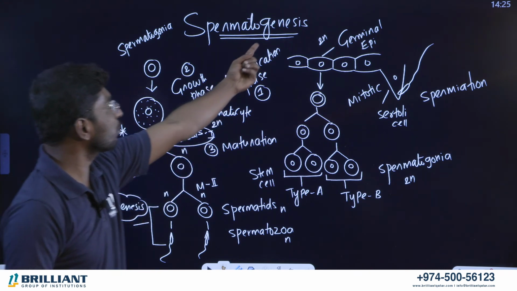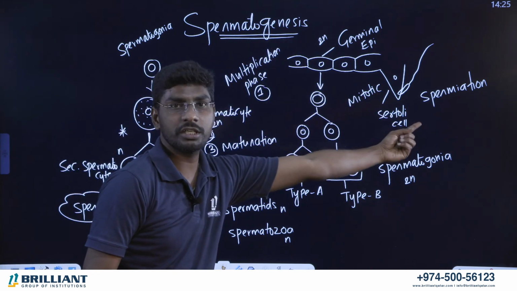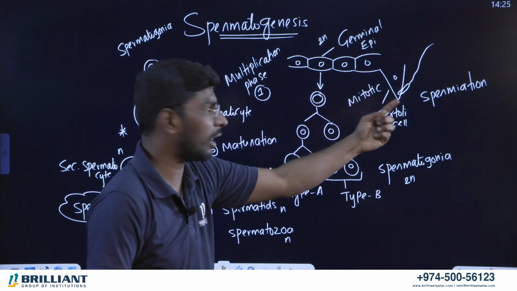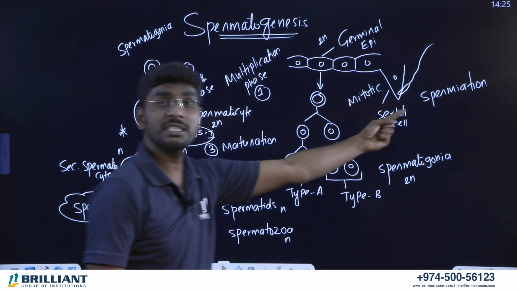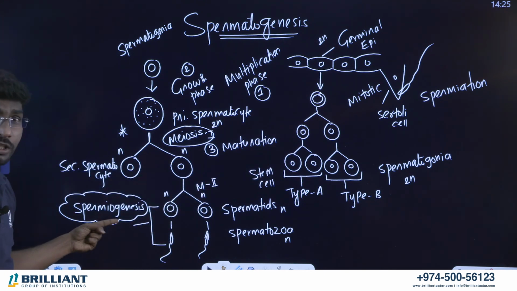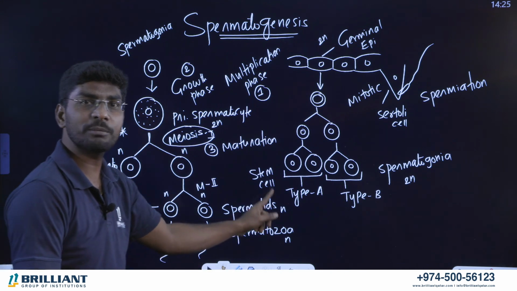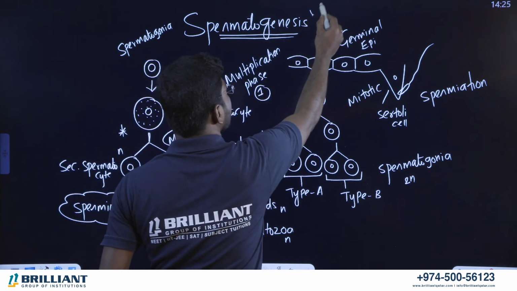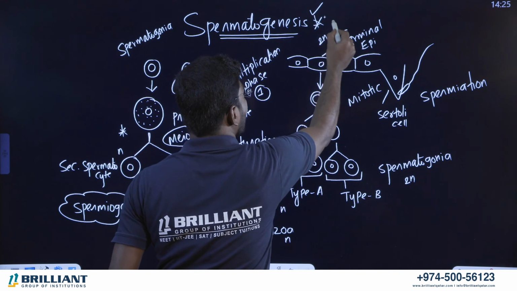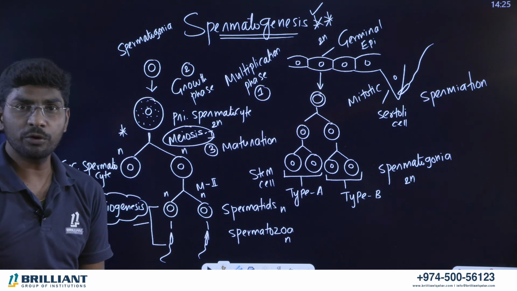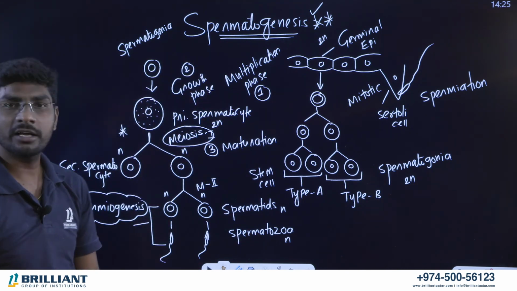Spermiogenesis, spermatogenesis, spermiation. Three terms you should remember. What is the releasing of spermatozoa? Spermiation. What is the transformation of spermatids to spermatozoa? Spermiogenesis. The formation of spermatozoa from the germinal epithelium? Spermatogenesis. From this topic, one MCQ will 100% come. I hope you follow all the steps. Okay. Thank you.